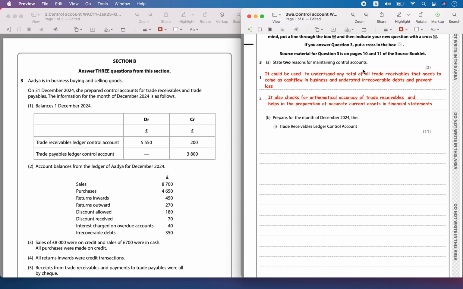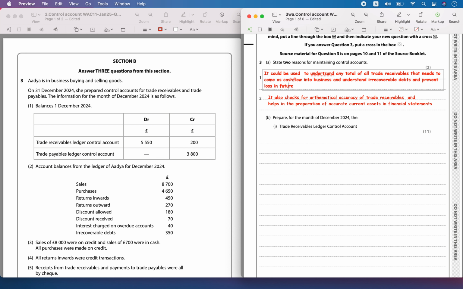State two reasons for maintaining control accounts. When she has prepared control accounts, it could be used to understand the total of all the trade receivables that need to come to the business, as it acts as a cash flow into the business. It also helps us to understand if there are any irrecoverable debts, and that knowledge she can use to prevent any further loss in the future. So that is the first thing.